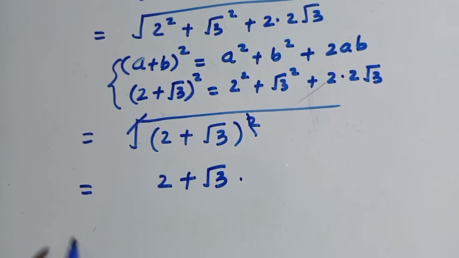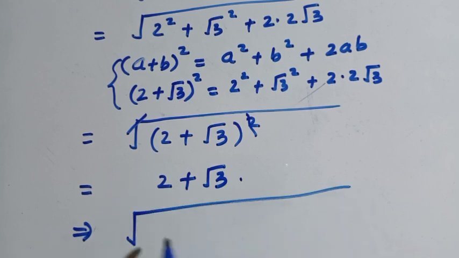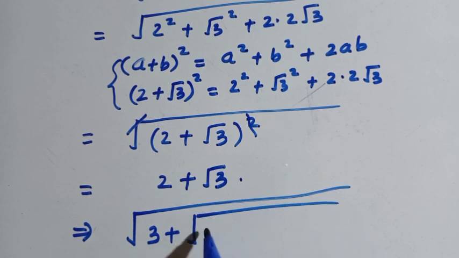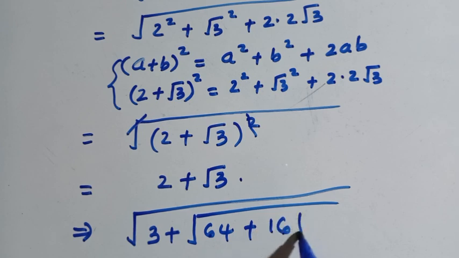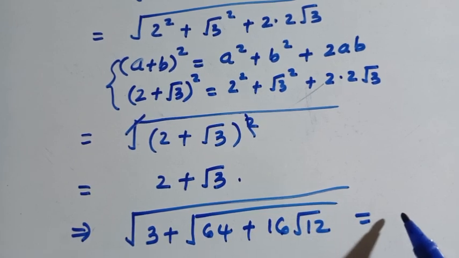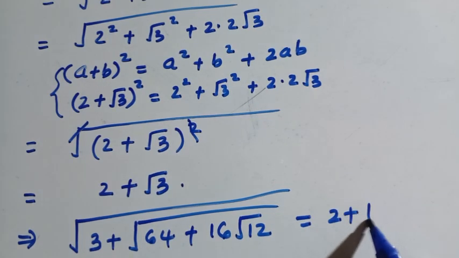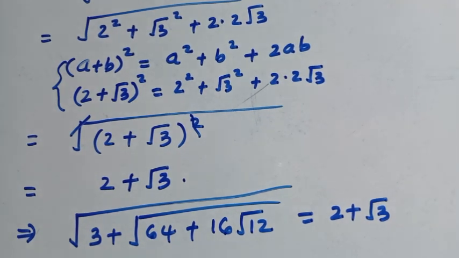And it implies that the expansion of the square root of 3 plus the square root of 64 plus 16 square root of 12 everything equals 2 plus the square root of 3. So this is how to solve these nice square root simplifications, math Olympiad questions.